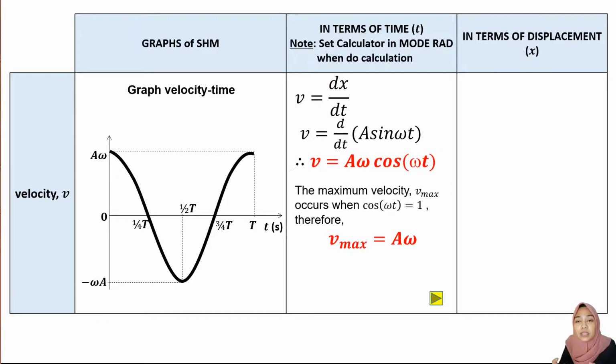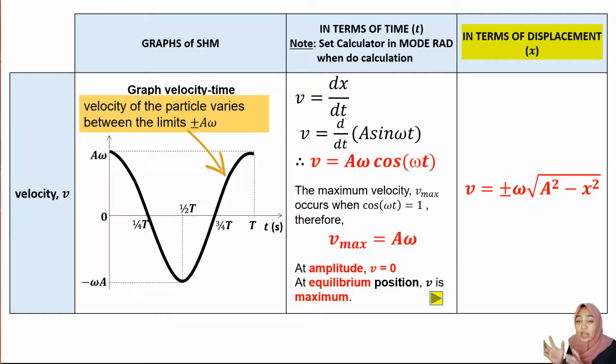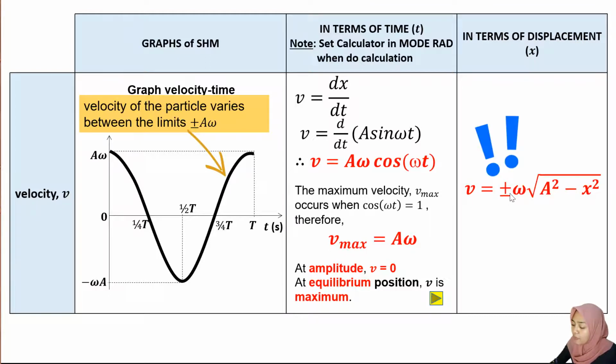So for maximum velocity, you can straight away use v max equals A omega if the question is asking you for that. At amplitude, like I said, the velocity is 0. At equilibrium position, velocity is maximum. And in terms of displacement, we also have the equation for that: v equals plus minus omega square root of A squared minus x squared. Remember that you have to put in this positive negative sign, because we have displacement to the left or to the right, hence we have velocity to the left and to the right.